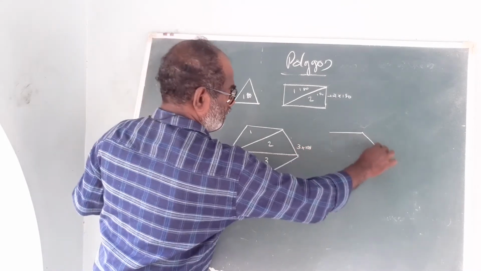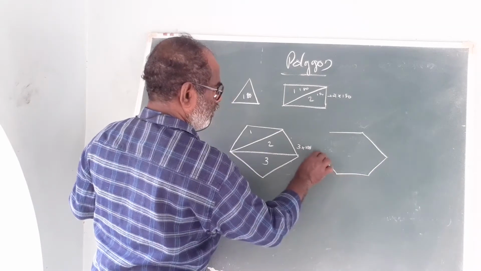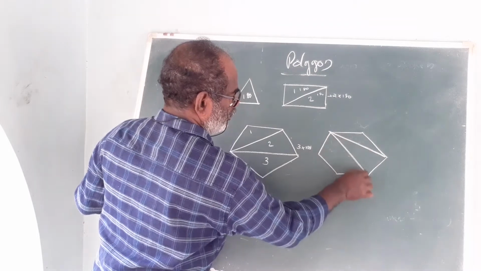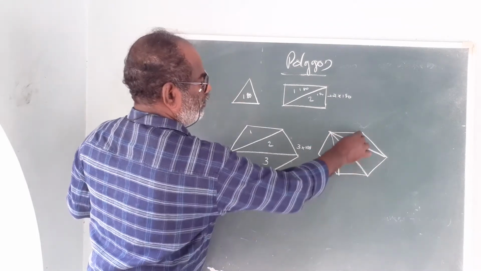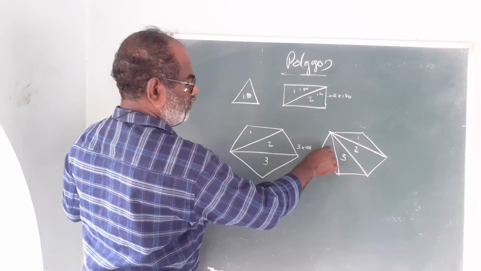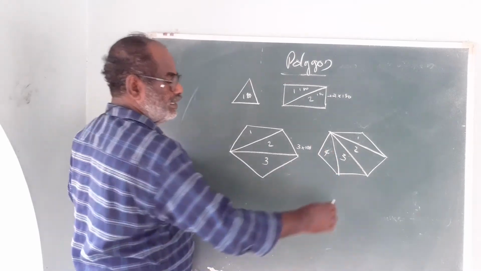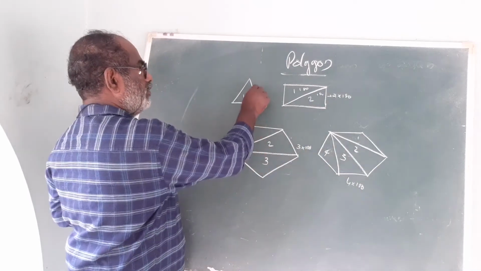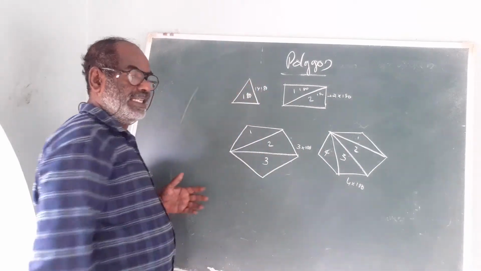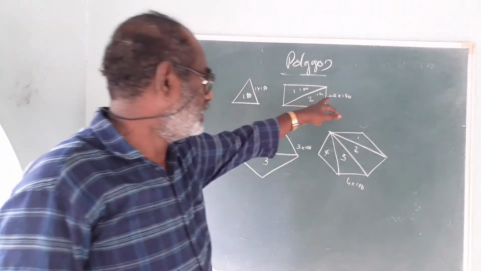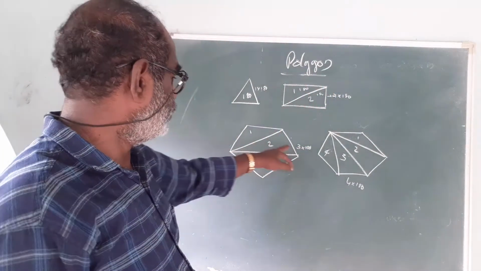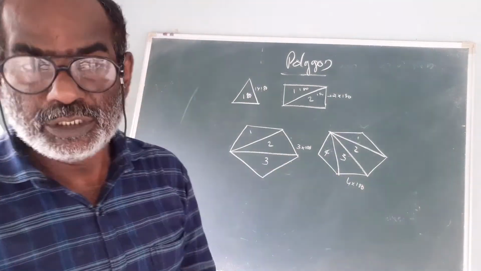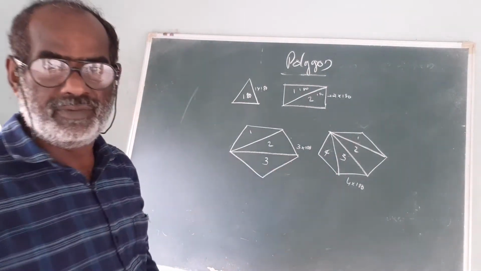What about a hexagon? We can draw 1, 2, 3, 4 triangles. That is equal to 4 into 180. So a triangle is 1 into 180, a rectangle is 2 into 180, a pentagon is 3 into 180, a hexagon is 4 into 180. It goes on like this. So then we can make a table.